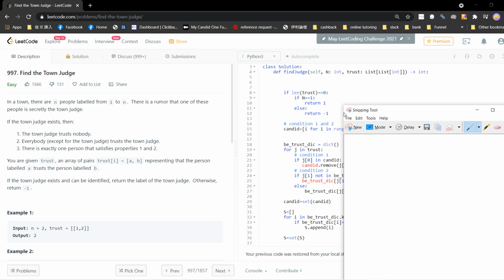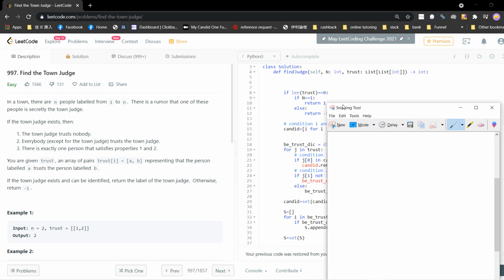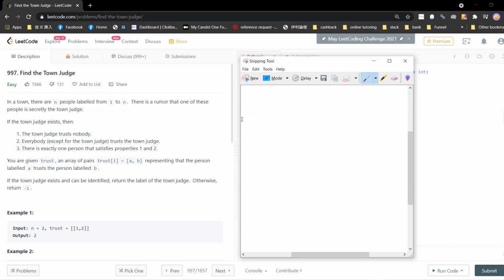Okay, so 997 is basically Find the Town Judge. In a town there are n people labeled from 1 to n, and there's a rumor that one of the people is secretly the town judge. The town judge trusts nobody, and everybody else trusts the town judge. There's exactly one person who satisfies this property. If you have these three criteria, then there's a town judge.